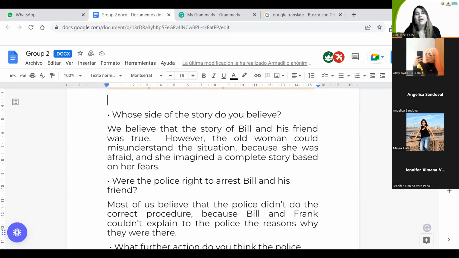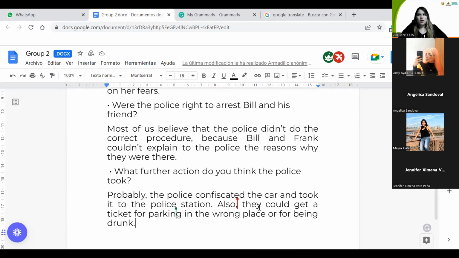Okay, interesting. Do you think that the police officers were right when they arrested Bill and his friend? No. We believe that was not the correct procedure because Bill and Frank couldn't explain to the police the reasons why they were there. I mean, they only came to the place and to the action, and that's it. The police officers didn't ask Frank and Billy, and they didn't hear their point of view. They couldn't explain what really happened, or their story.